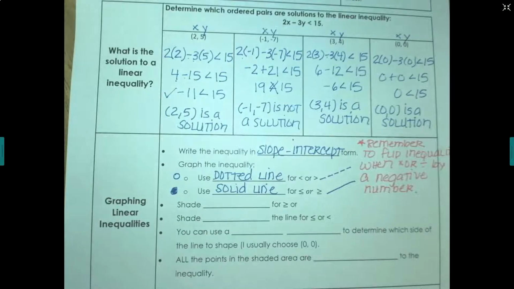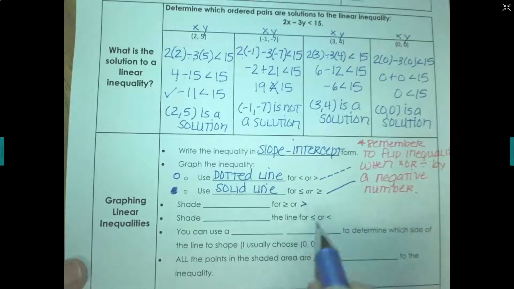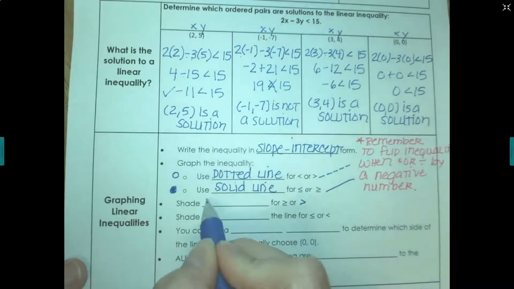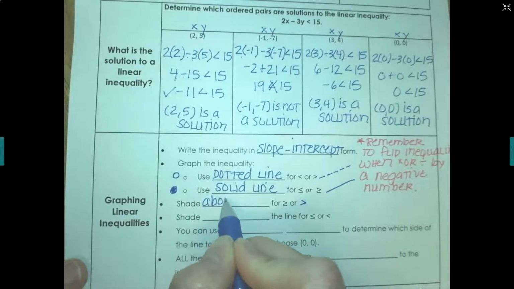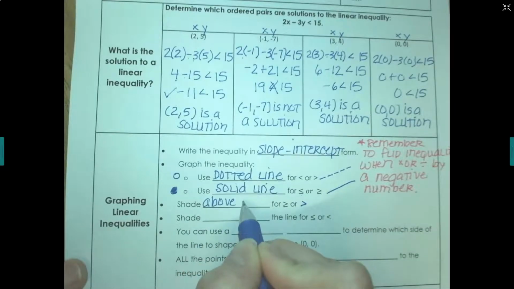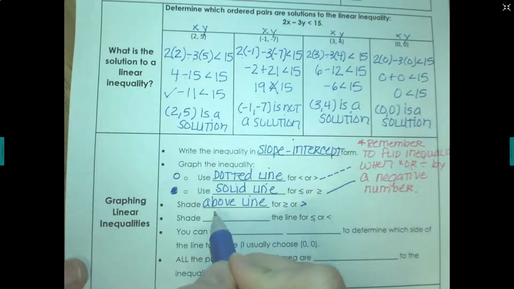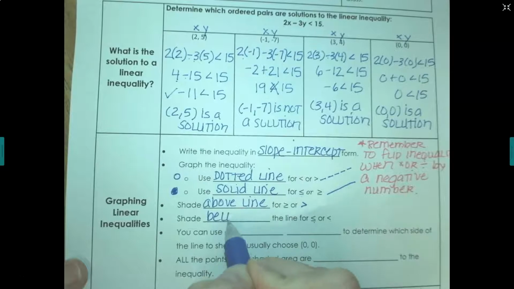Now, because inequalities can have more than one answer, we shade in where the solution could be. If your symbols are greater than or equal to or greater than, these are greater than symbols, you will shade above the line. If you have a less than or equal to or a less than, you're going to shade below the line.